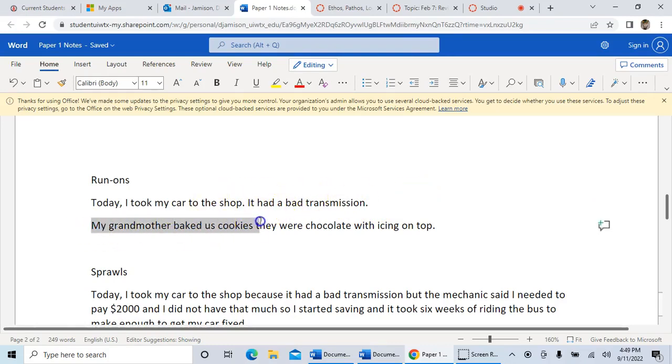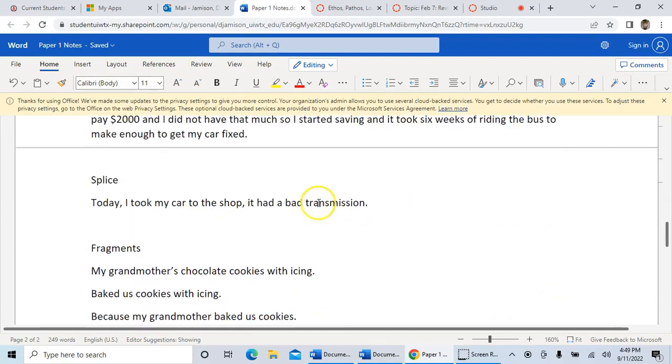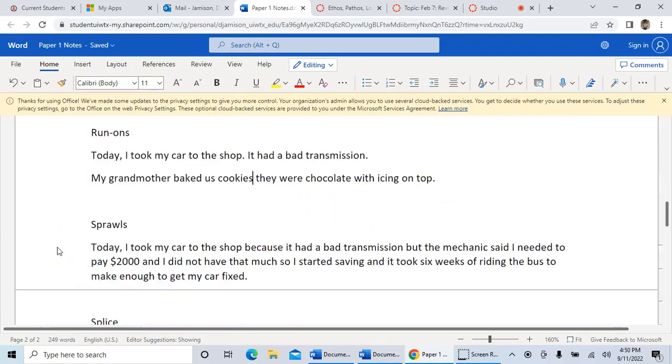My grandmother baked us cookies. They were chocolate with icing on top. Again, that needs something to separate it.